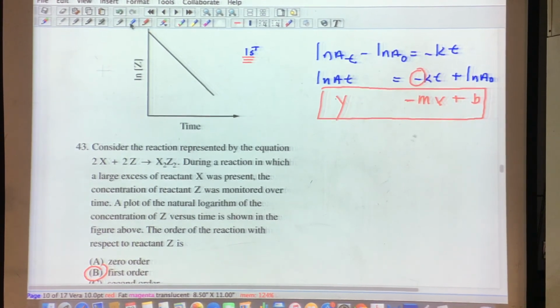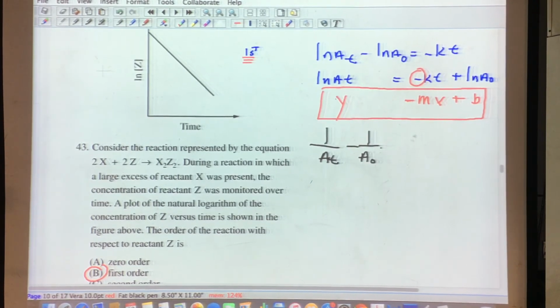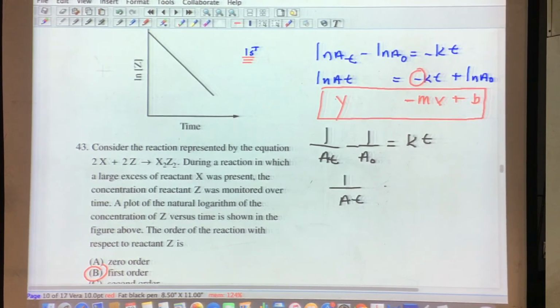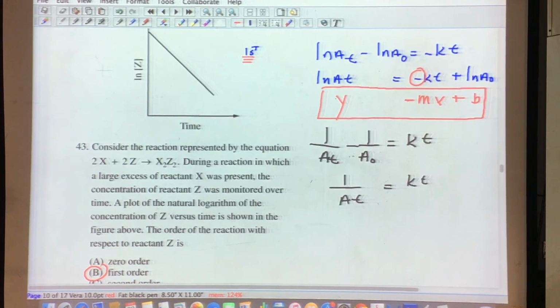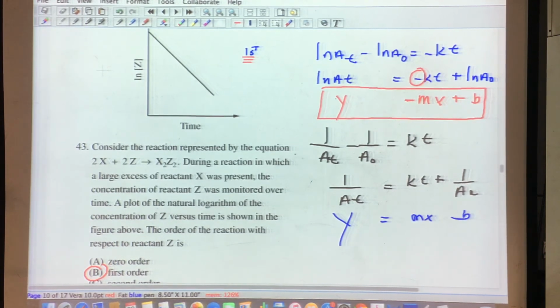Now, if it was second order, it would be written like this: 1 over [A] at some time minus 1 over the concentration of A at some initial is equal to positive kt. When I rewrite this, it becomes 1 over [A]t equals kt plus 1 over [A]0. And what would this be? y equals mx plus b. This is the second one they give you, so this is for second order.